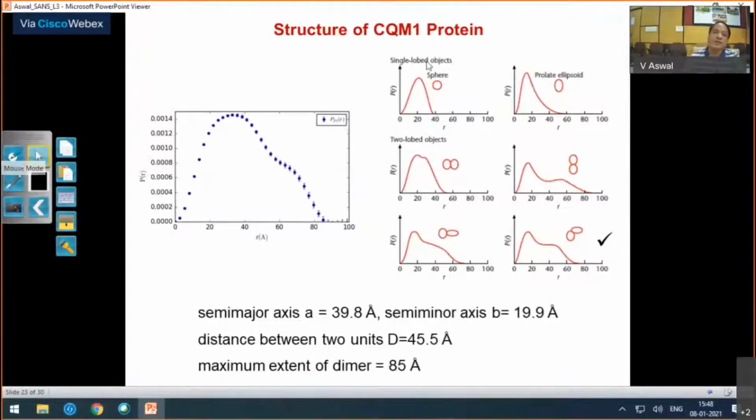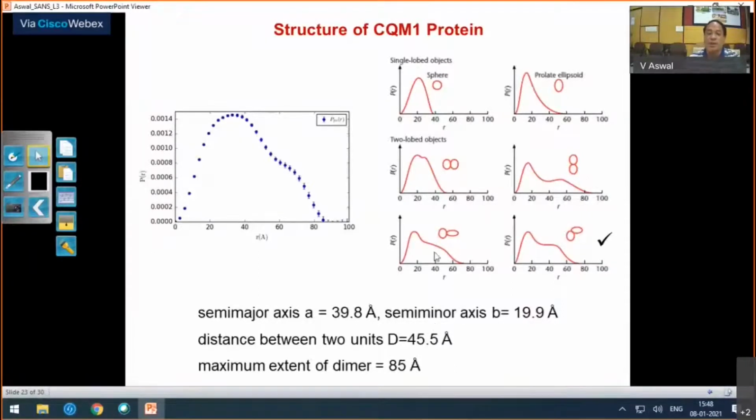Then coming back to this CQM protein, from P of R, you get the information that this protein exists as dimers, one of these possibilities. But once you do the model analysis, where you can model for an individual unimer, what is the size of this unimer in the dimer? So we model with the form factor of an ellipsoid, where the semi-major axis is found to be 13.8 angstrom and semi-major 19.9. They are of ellipsoidal shape.